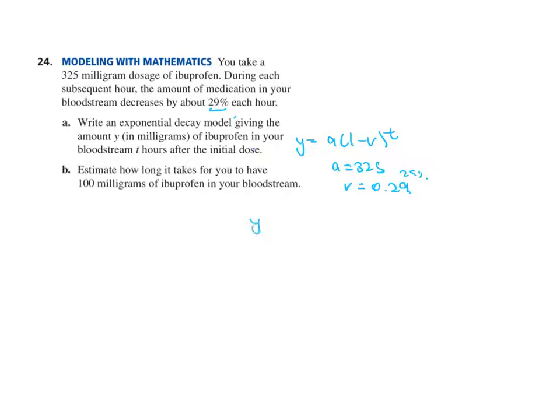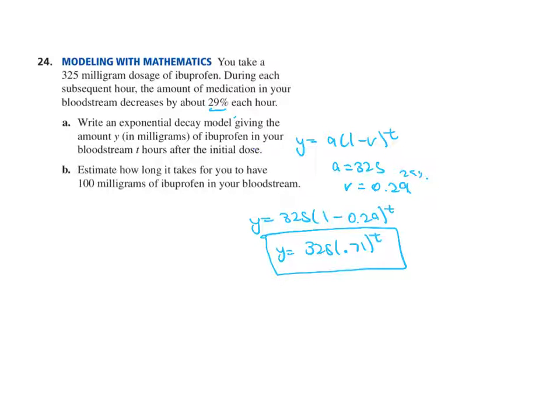So now we plug it in. y equals 325 times (1 minus the r, 0.29) raised to the t. And so when you subtract 1 minus 0.29, that is 0.71 raised to the t. And so that is the equation, okay?